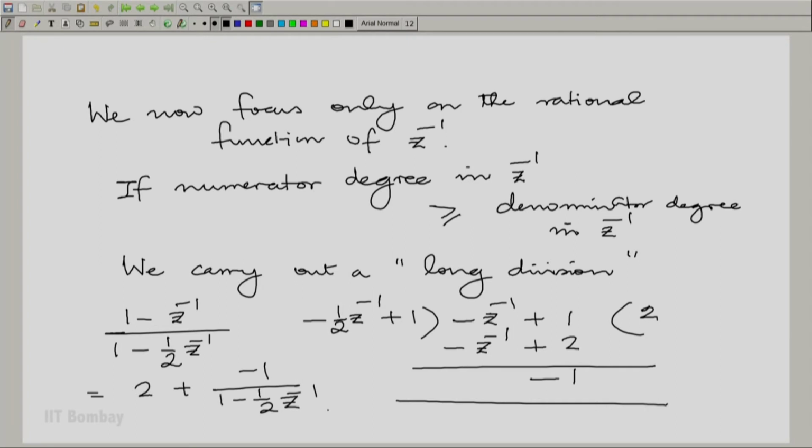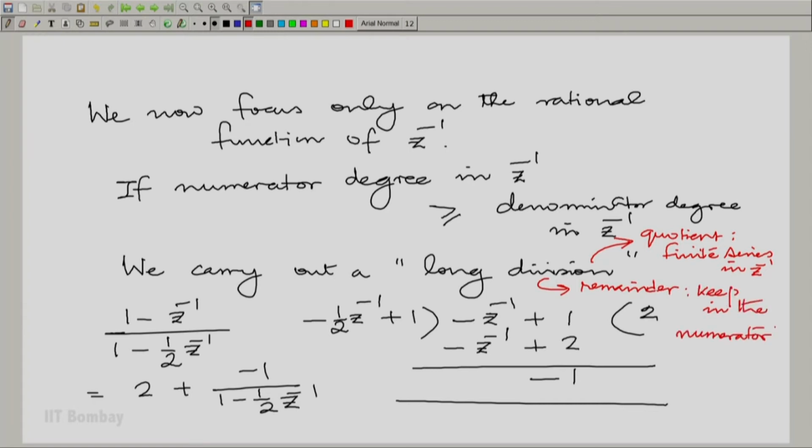So, essentially after long division you would get a quotient and a remainder. It gives you a quotient which would essentially be a finite series in z inverse, and it would leave you with a remainder which we keep in the numerator. Now, unlike the Laplace transform, where we had to do some work to understand what happens when you have polynomials in s, here dealing with a finite series in z inverse is no problem.